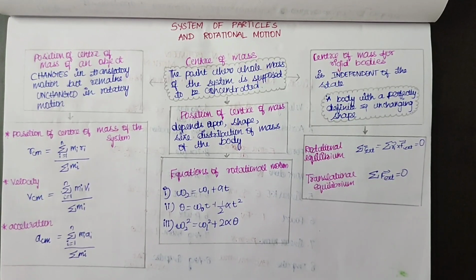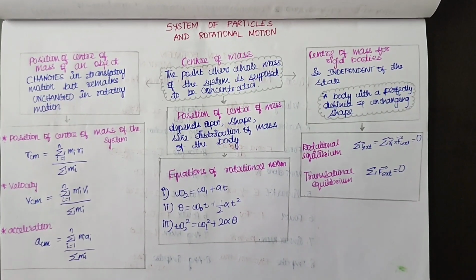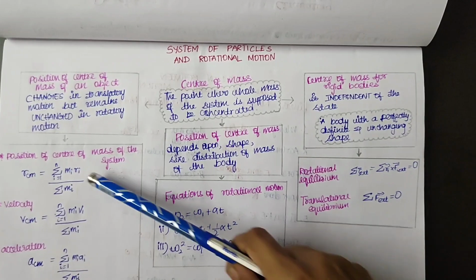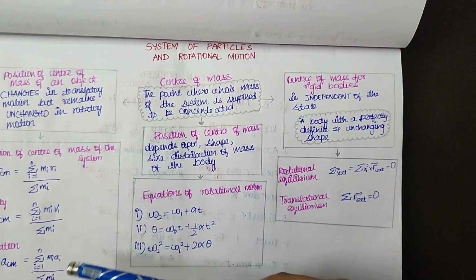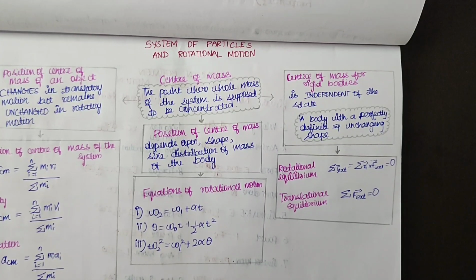So all these formulas are very basic and easy. If you see here, in all the formulas, m will be remaining constant. Only you have to change r, v and a according to what is asked in the question.